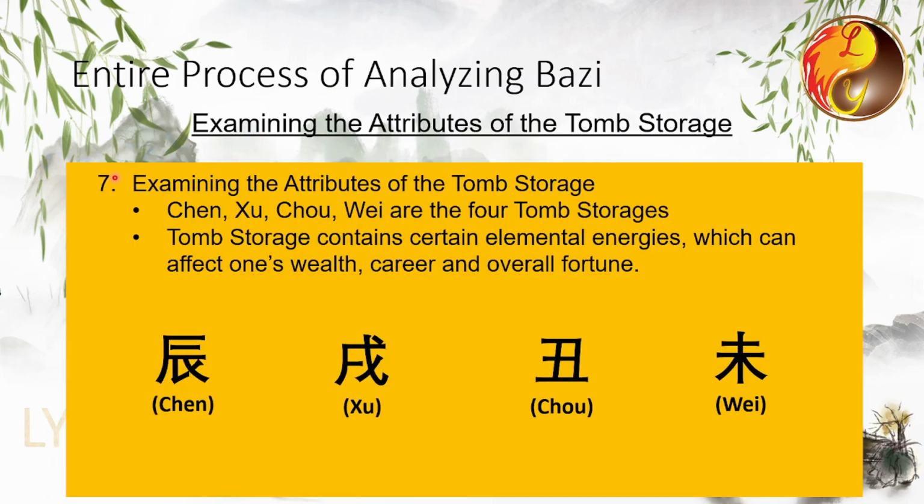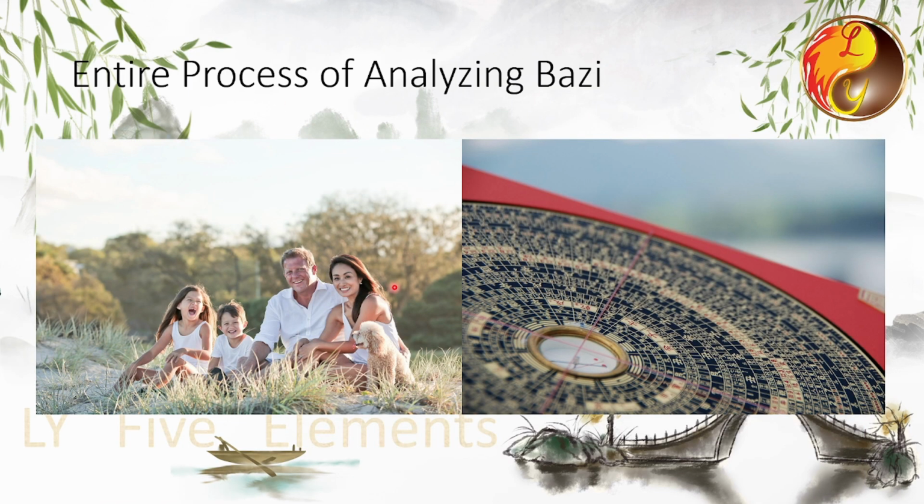The seventh step includes examining the attributes of the tomb storage. In the 12 earthly branches, Chen, Xu, Chou, and Wei are the 4 tomb storages. Each tomb storage contains certain elemental energies, which can affect one's wealth, career, and overall fortune. We also assess relationships with relatives and family dynamics. We analyze the individual's fortunes at different stages of life because destiny and luck are distinct. Destiny is predetermined from birth, while luck fluctuates over time due to the movement of celestial bodies.